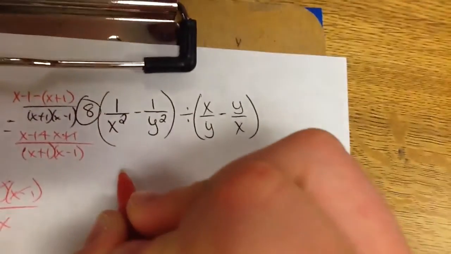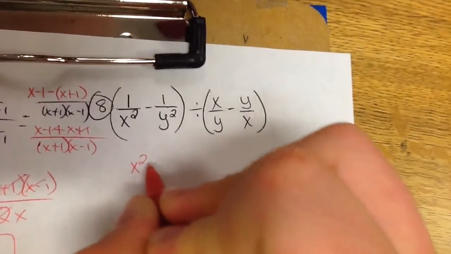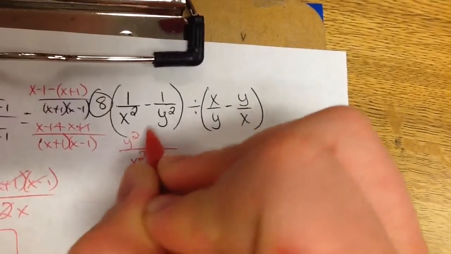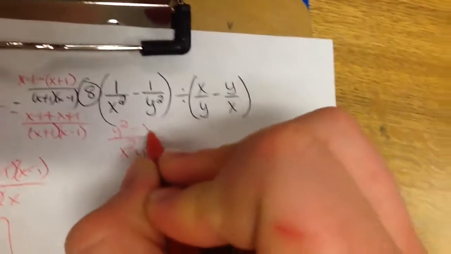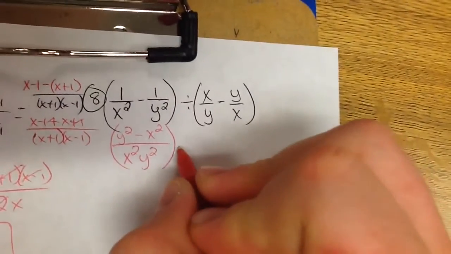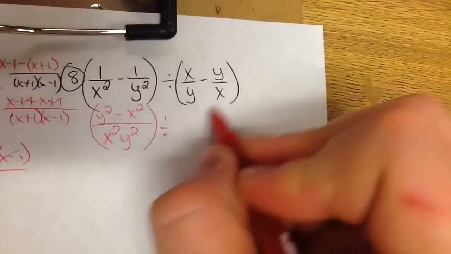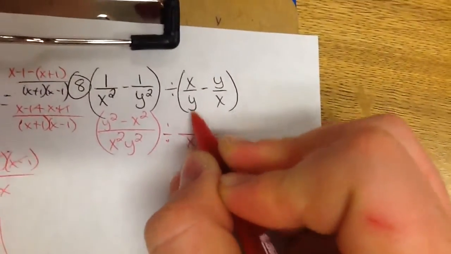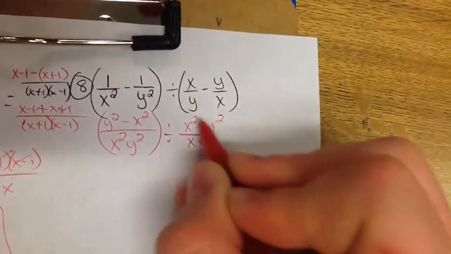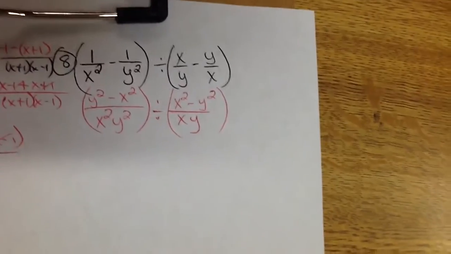Here, let's see, common denominator would be x squared, y squared. That one got multiplied by y squared. That one got multiplied by x squared. Let's write that. I'll leave it as divide right now. That one's going to be xy. That one got multiplied by x. That one got multiplied by y. So now I have that.